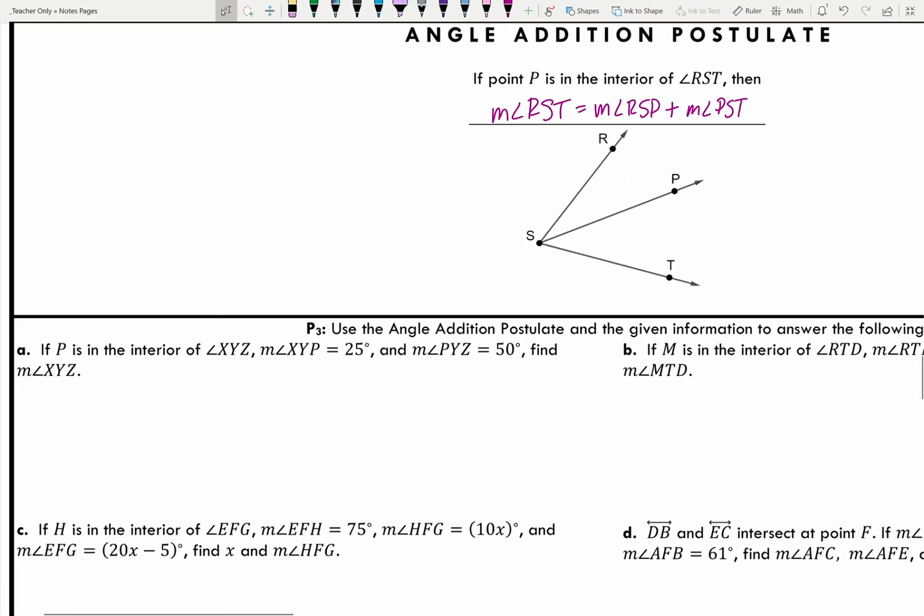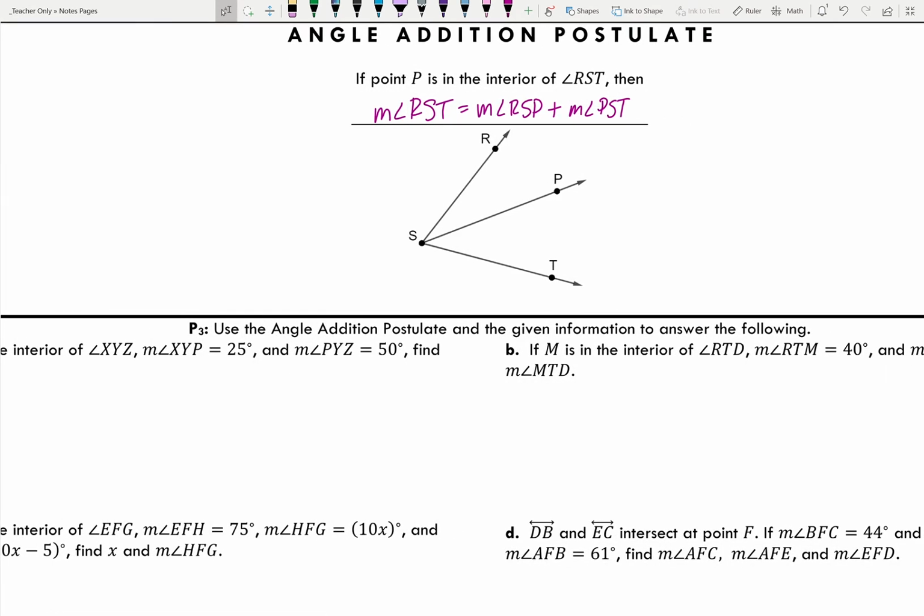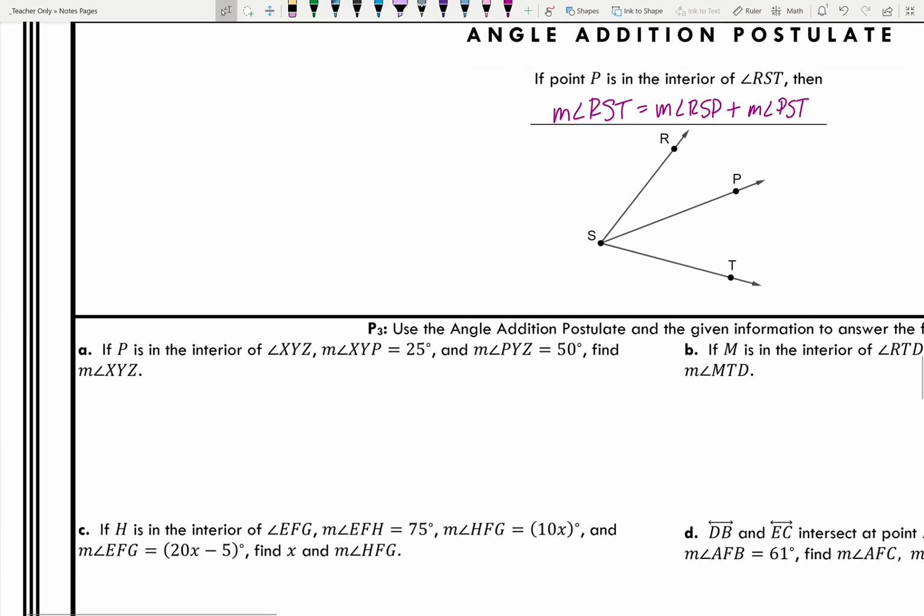Okay, let's use the angle addition postulate and the given information to answer the following. So part A, if P is in the interior of angle XYZ, let me go ahead and draw this out. I'm drawing all these thinking that angle XYZ is an acute angle. I don't know for sure it is, it just helps me to see what this looks like. Once you start doing it enough, you don't necessarily have to draw it out every time, but if it helps you, I would. And even if it doesn't help you, I would draw it out just so you for sure don't mess up.